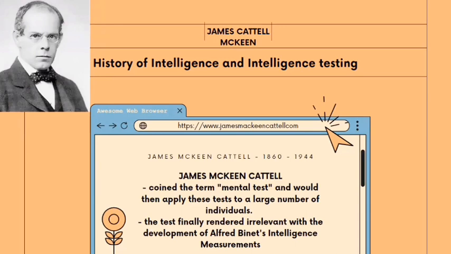So Galton's efforts were followed up in the United States by the psychologist James McKeen Cattell. However, after a series of studies, his student Clark Wissler demonstrated that there was no statistical relation between scores on Cattell's test and academic performance. The tests were finally rendered irrelevant with the development of Alfred Binet's intelligence measurements.